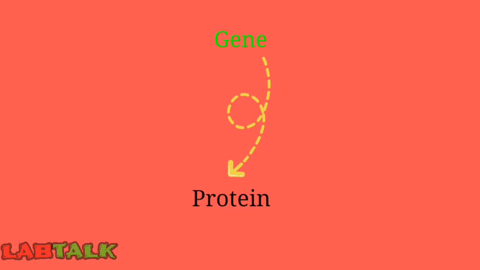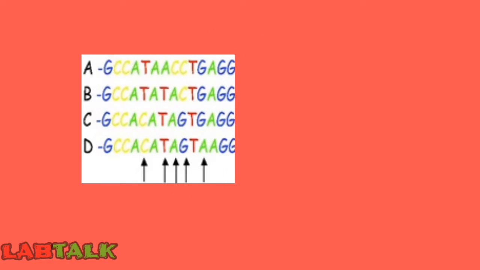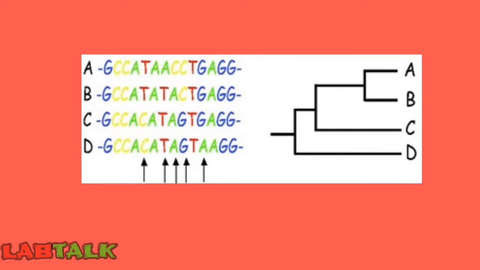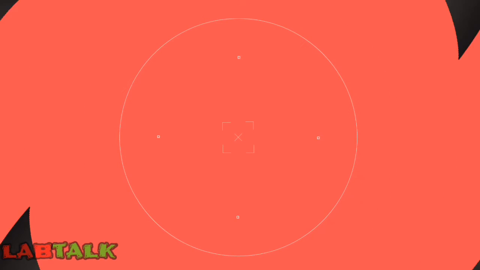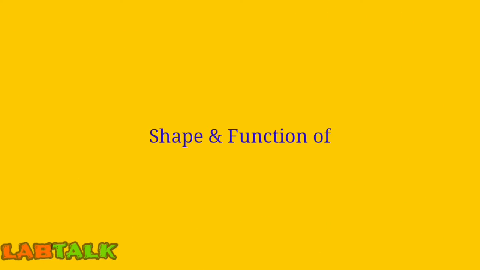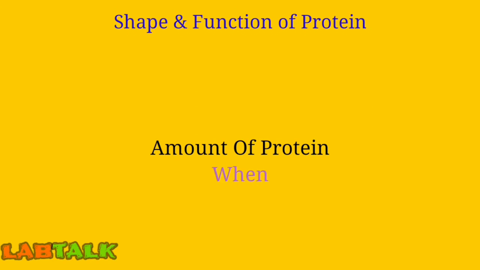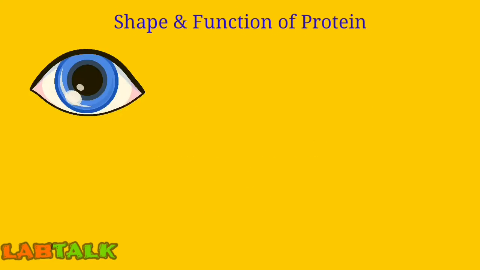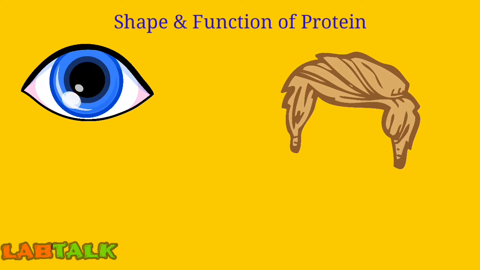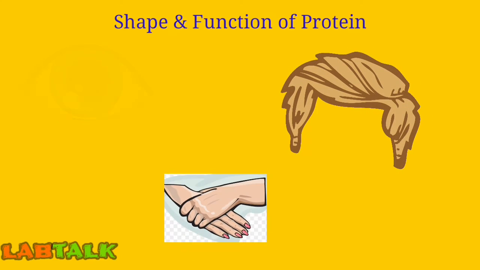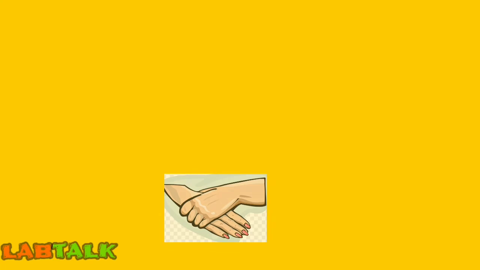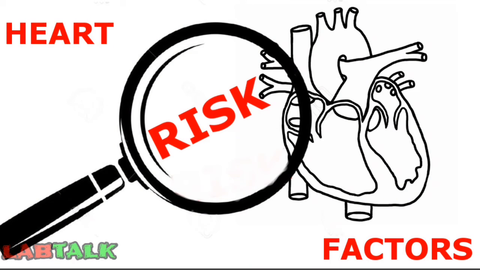On average, a human gene will have 1 to 3 letters that differ from person to person. These differences are enough to change the shape and function of a protein, how much protein is made, when it is made, and where it is made. They affect the color of our eyes, hair, skin, and more importantly, variation in the genome also influences the risk of developing diseases and the response to medications.